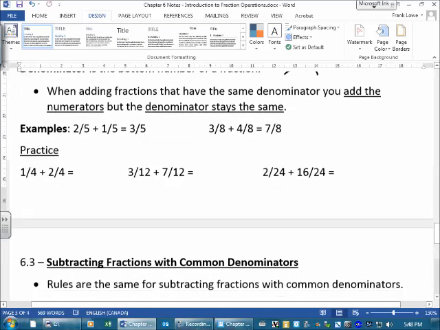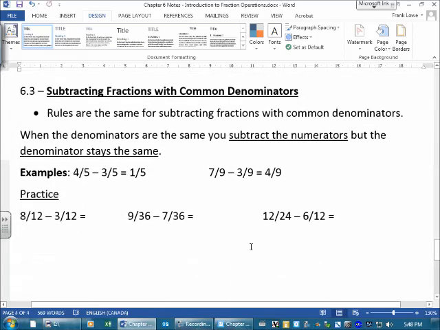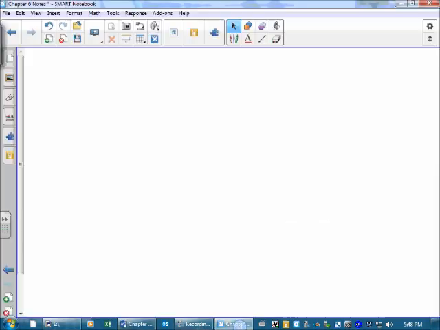And actually, just so you know, subtraction, the rules are exactly the same. When the denominators are the same, you subtract the numerators, but the denominator stays the same. So it's the exact same rule. So what I'm going to do is go over some examples.